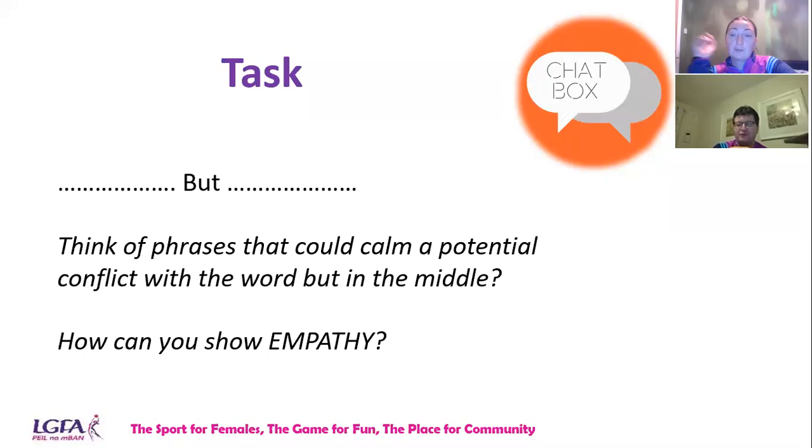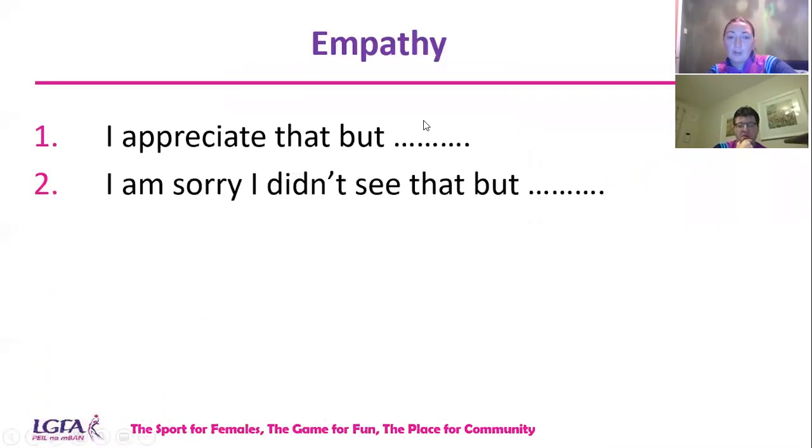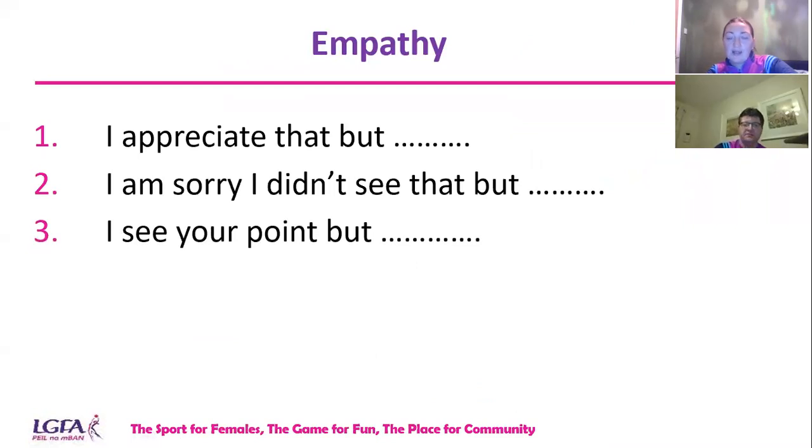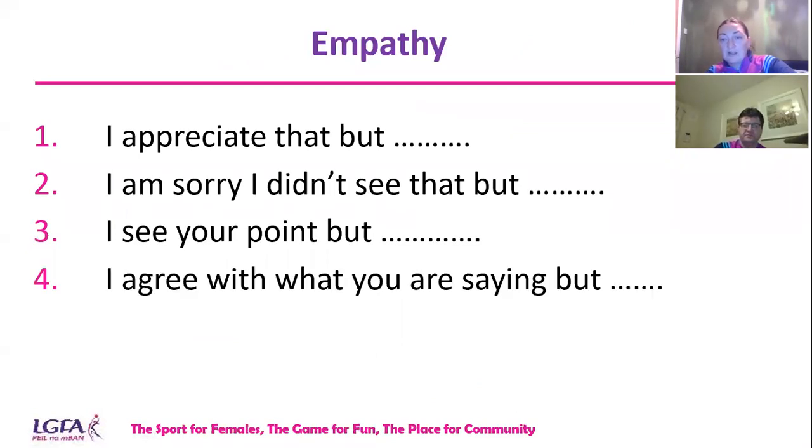I'm not for turning. Somebody could spark it up. Yeah. It was accidental, but it's still a foul. Yeah. Foul, but accidental, but be more careful. So some really good examples, and I think you might want to put a couple of these into your toolbox. I appreciate that, but it was still a foul. I'm sorry I didn't see that, but I'll watch out for it in the next play.